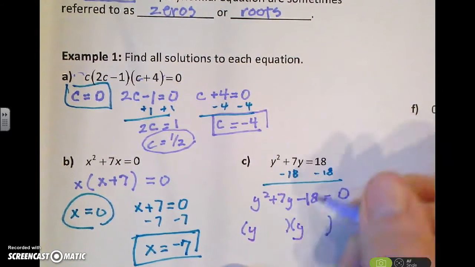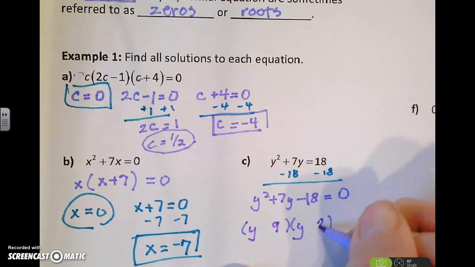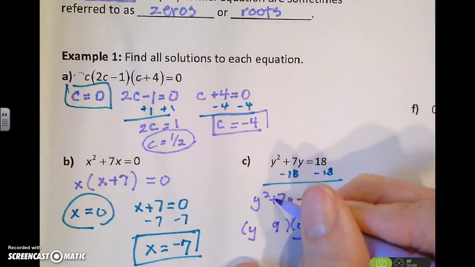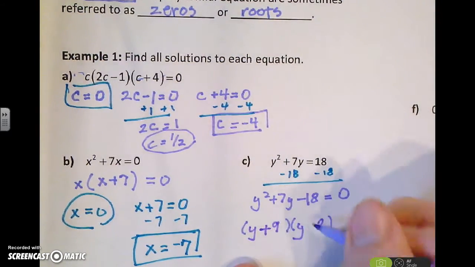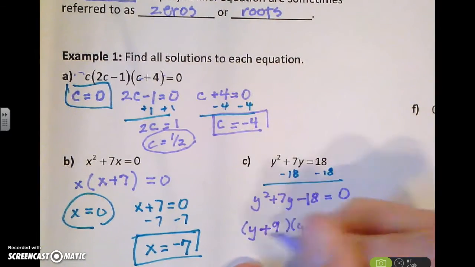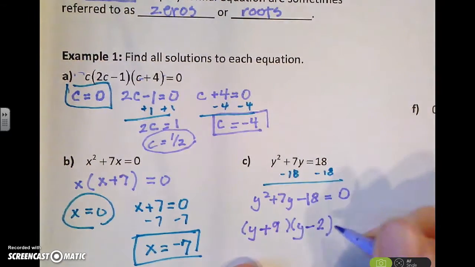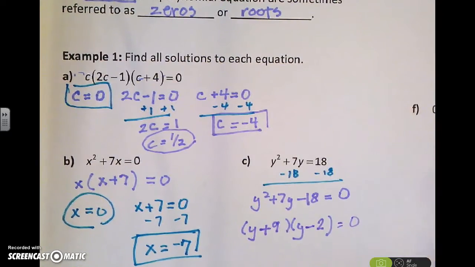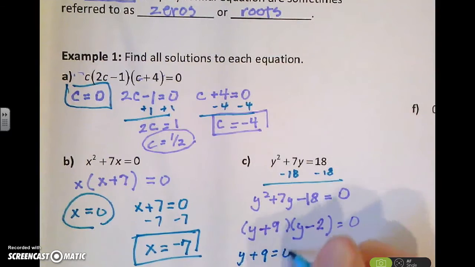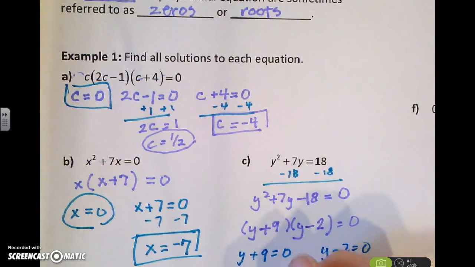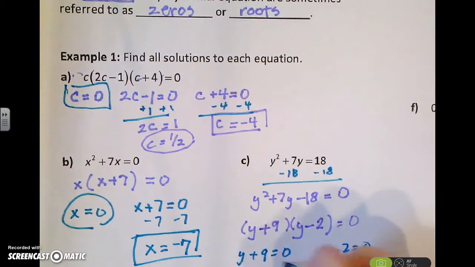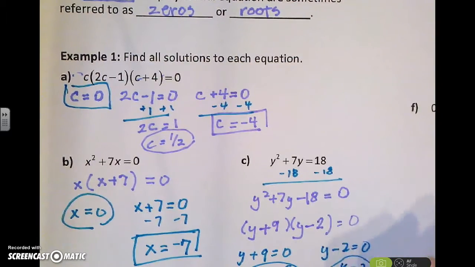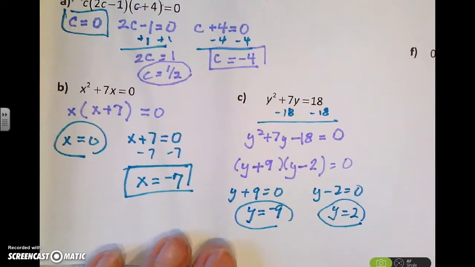So y, 9 and 2. Because I have a plus 7, my 9 needs to be positive and my 2 negative. So they add up to be positive 7. Be careful with that. Once I do that, I'm ready to take each of my factors, set it equal to 0, and solve it. So y is equal to negative 9. Add my 2 over, so y is equal to 2. Boom. Now you can see it.